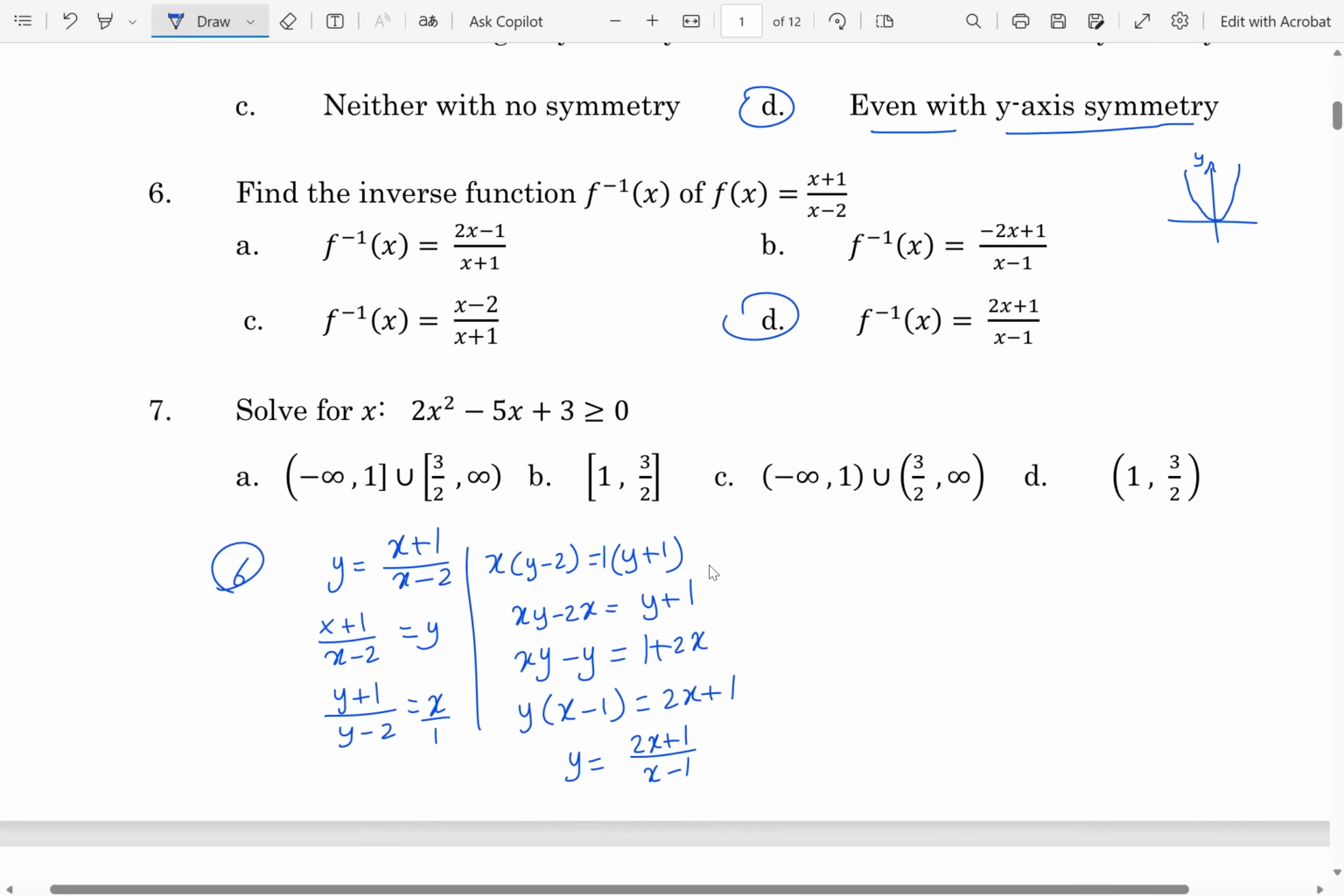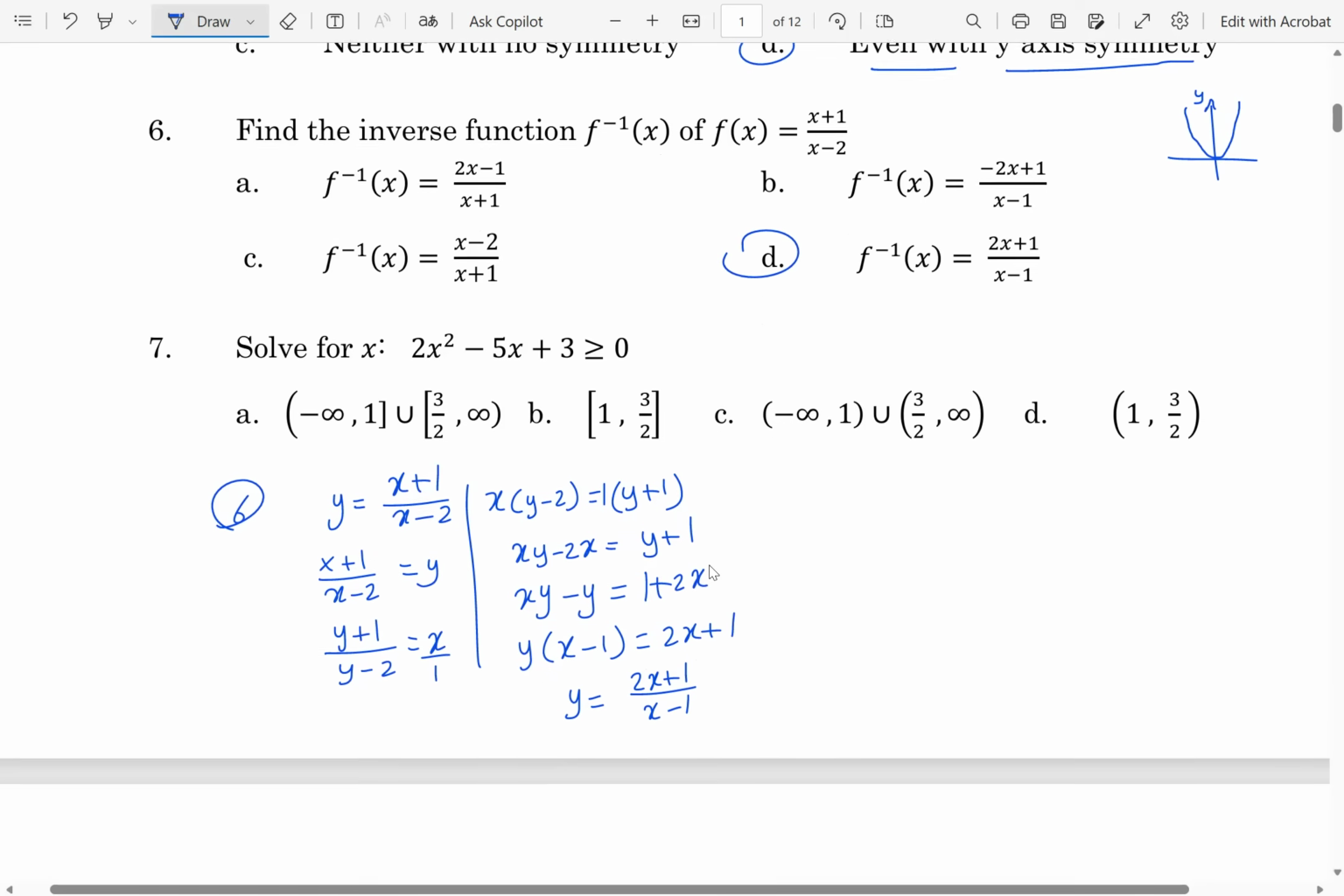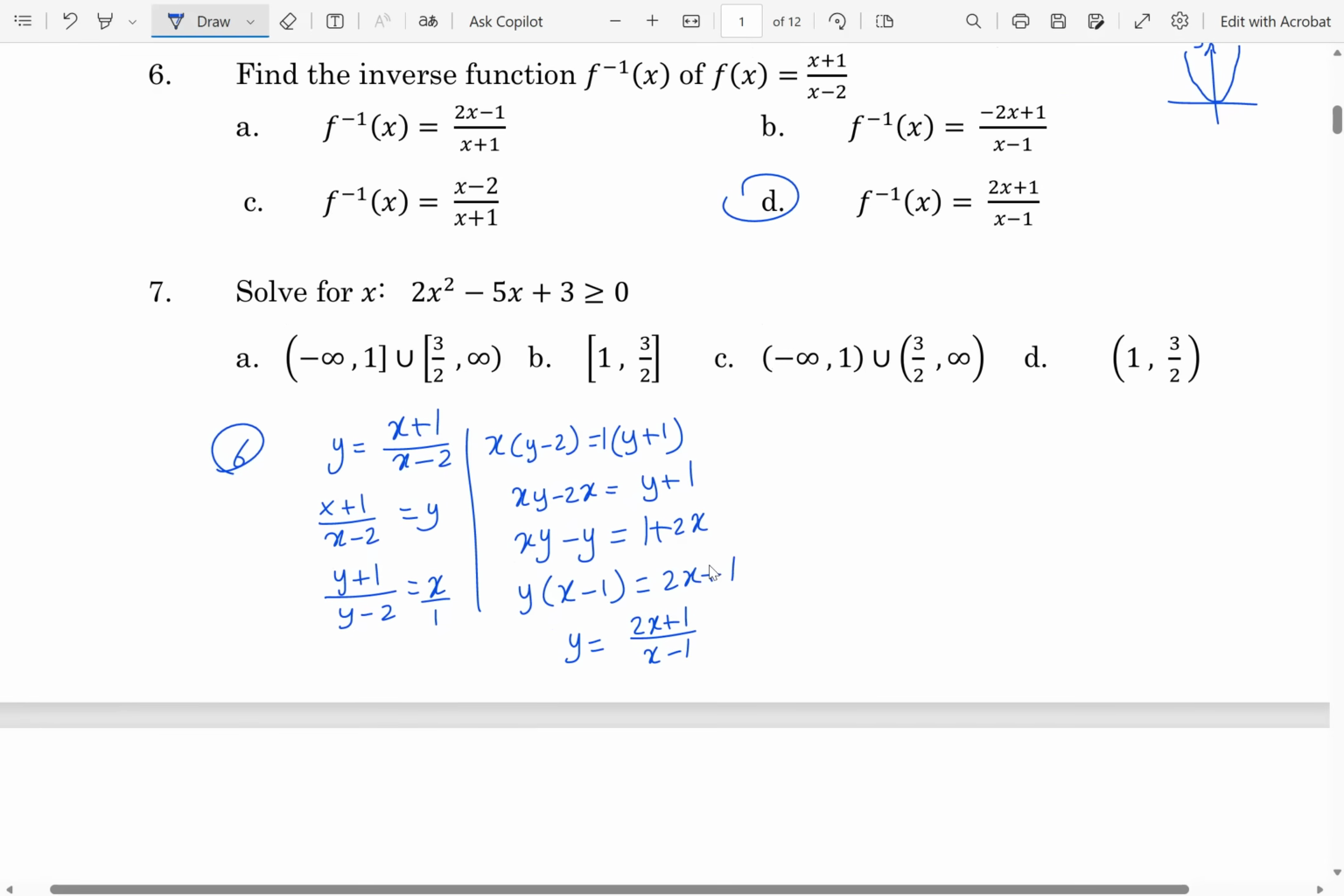Okay, number 6. Question number 7, I have a quadratic inequality. It's very simple to solve this way. Just consider it like an equation. Just try to factor this one, okay? And the factor of 2x squared is actually 2x and x.